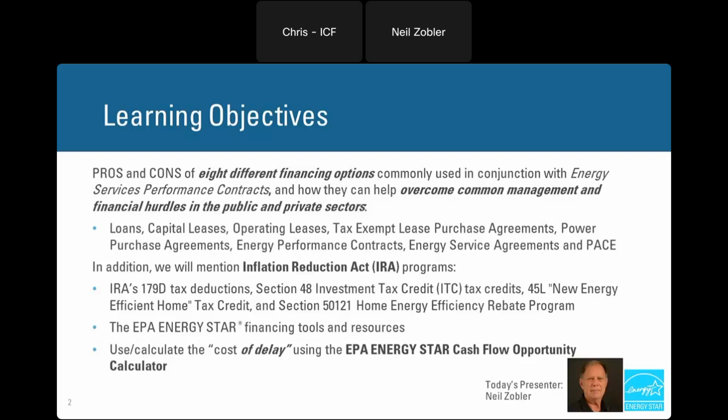So, start with the learning objectives. I want to go over the pros and cons of 8 different financing options that are commonly used with energy efficiency, performance contracting, and renewable energy projects, and how you can use these different financing structures to overcome some common management financial hurdles that we find both in the public and private sectors.